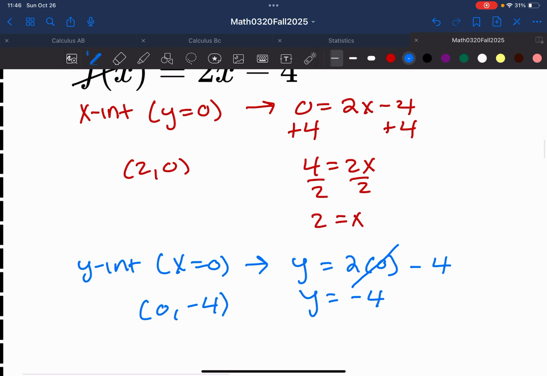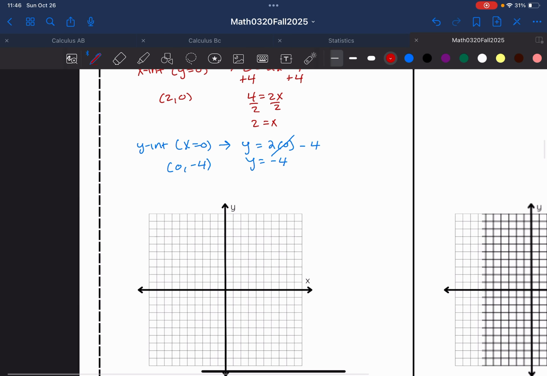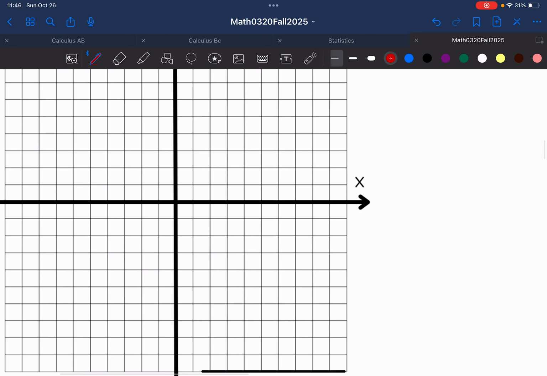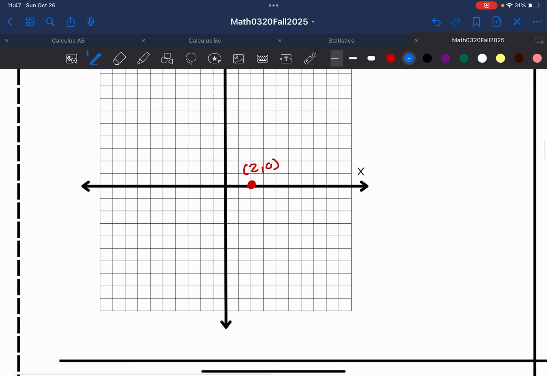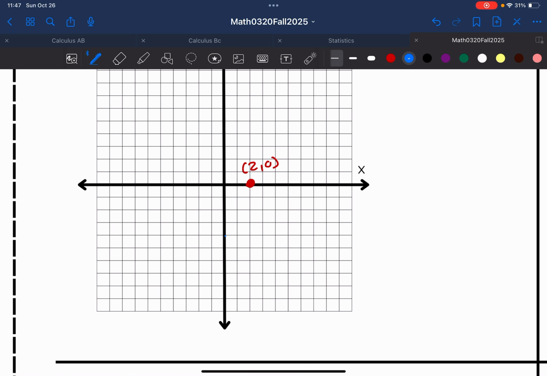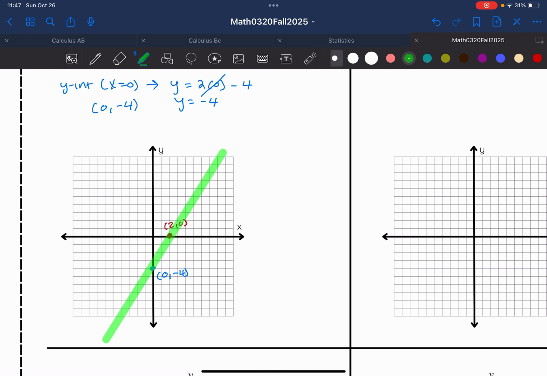Well, what's nice about x and y intercepts is that I could plot these 2 points and I'm able to draw my linear equation. Okay, so for example here, I'm going to do my x-intercept first, so 2, 0. And then I'm going to do my y-intercept 0, negative 4. Okay, now that I have those 2 points, I'm able to connect them with a line, and that is my linear equation.